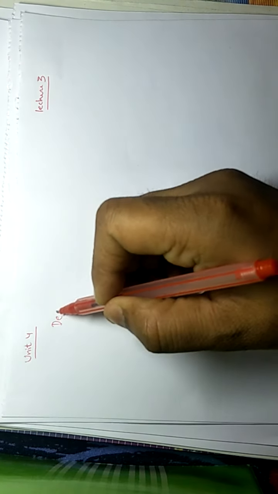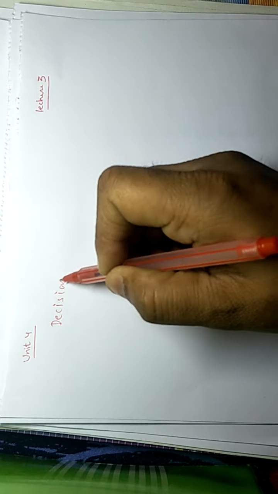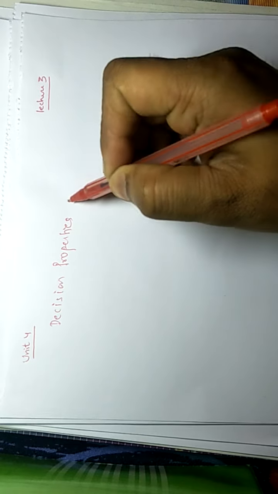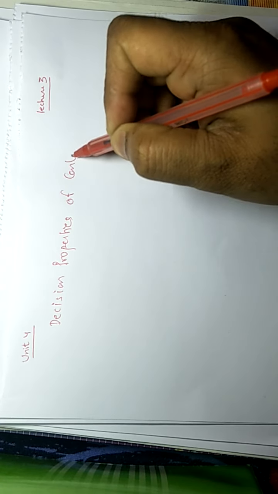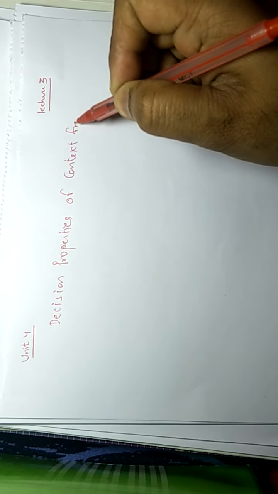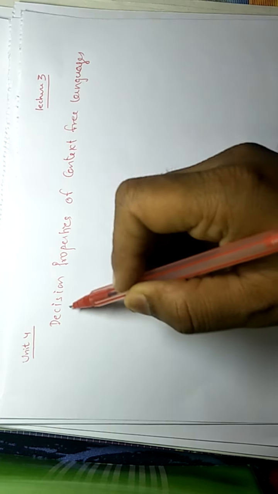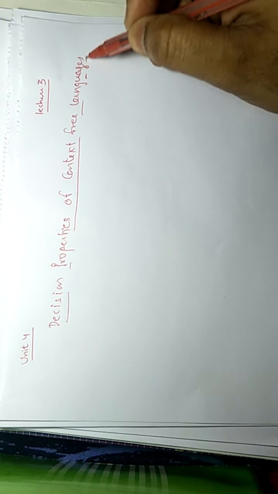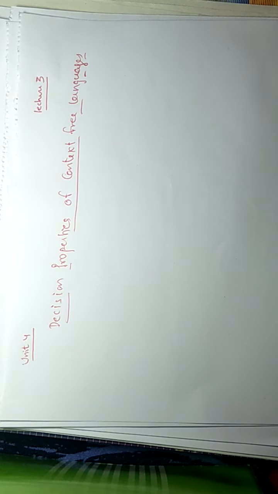Welcome everyone to lecture number 3 of unit 4. In this lecture we will study decision properties of context free languages. In the last lecture we studied closure properties of context free languages. In this lecture we will study decision properties.